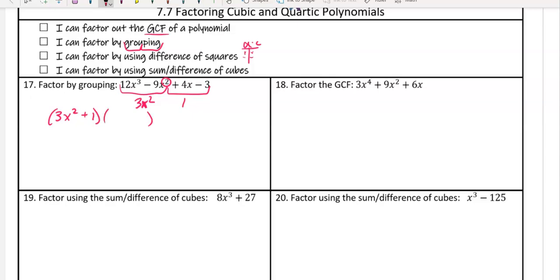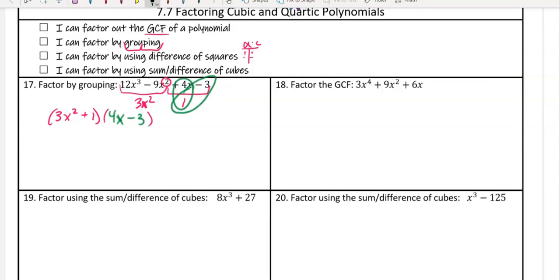Our second set will be what we're left with. I like to look at the right side for that. So 4x divided by 1 is 4x. -3 divided by 1 is -3. And that is our answer: 3x squared plus 1 times 4x minus 3.